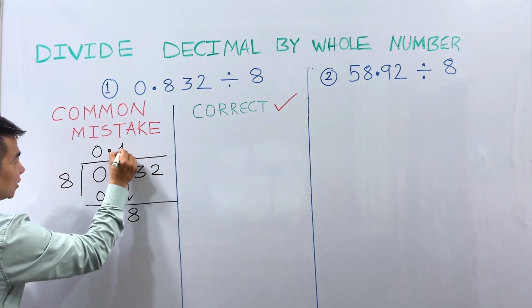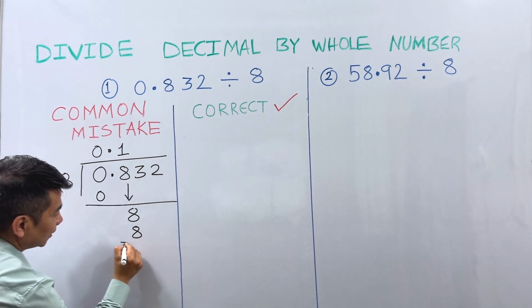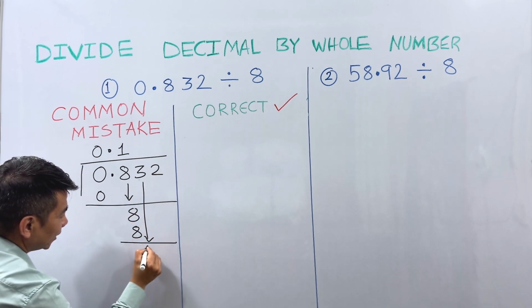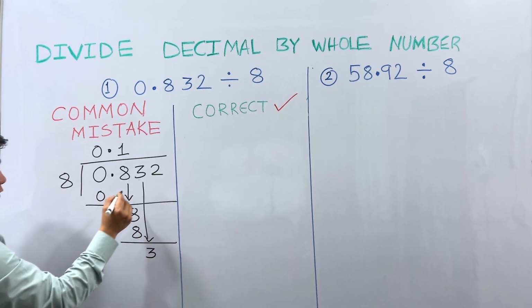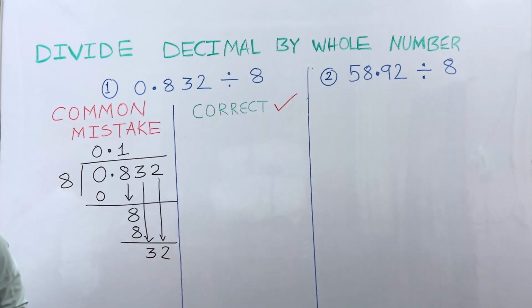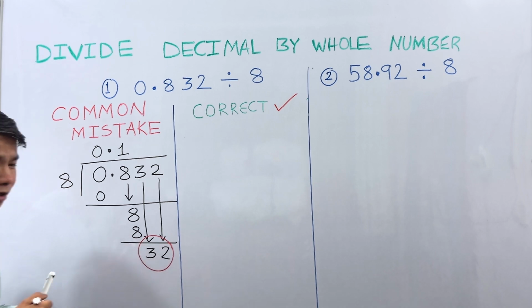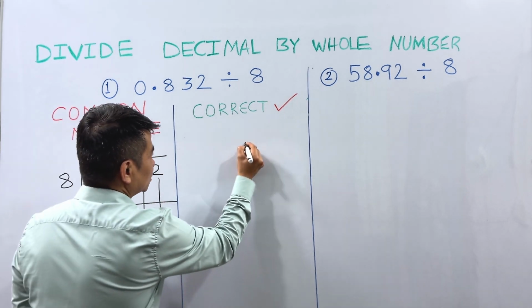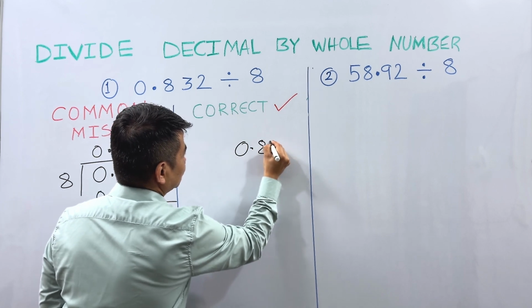And 8 goes into 8 one time, and now 3 comes down, and 3 is smaller than 8, so we bring the 2 down. This is where most students make mistakes. So let us learn the correct way. Look at the board very carefully. So this is how we do the correct way.